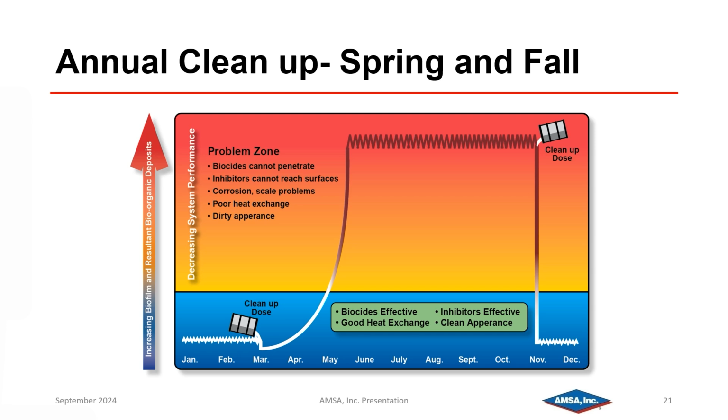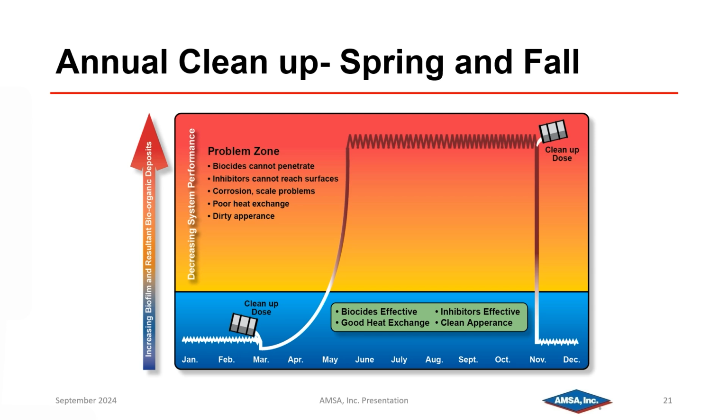And then as the biofilm deposits become thicker, you start moving into more of a problem zone. And this goes from the orange to the red color. And in this case, you have biocides that can't penetrate the thickened deposits very well. Your inhibitors are not able to reach surfaces. You've got problems with corrosion and scale. Your heat exchange is suffering, and overall, it doesn't look very good.